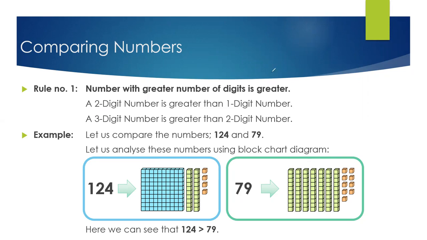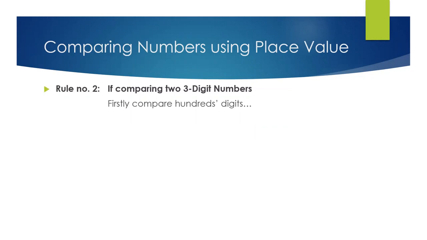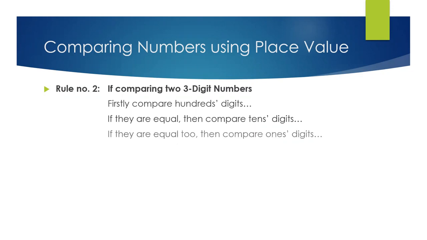So let's move on to our rule number two. Rule number two states that whenever we are comparing two three-digit numbers, firstly we will compare the highest place value digit. In a three-digit number, the highest place value digit is hundreds. So firstly we will compare hundreds digits. Then, if they are equal, we will move towards the tens digit. If they are equal too, then we will move towards the ones digit.